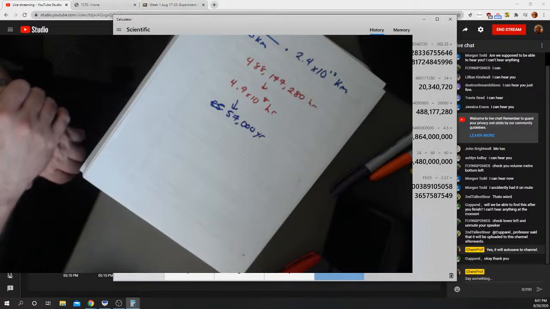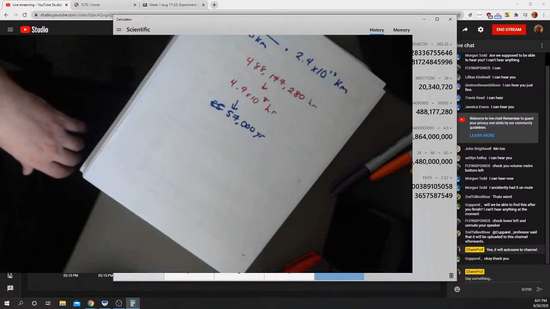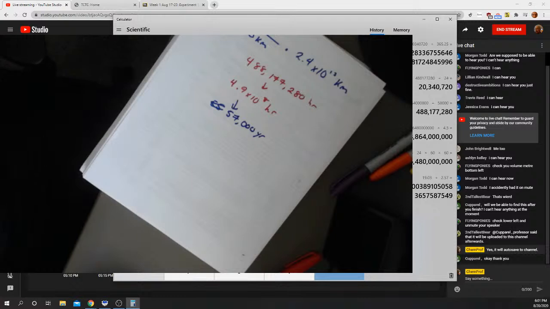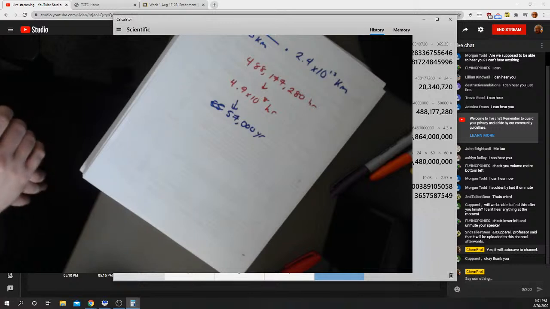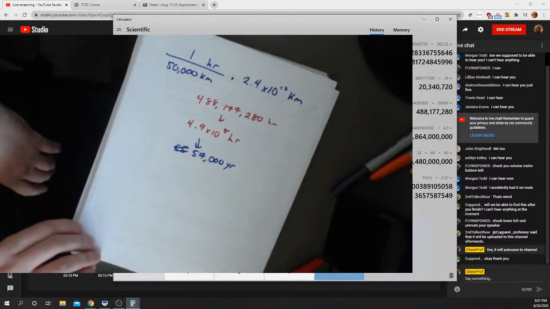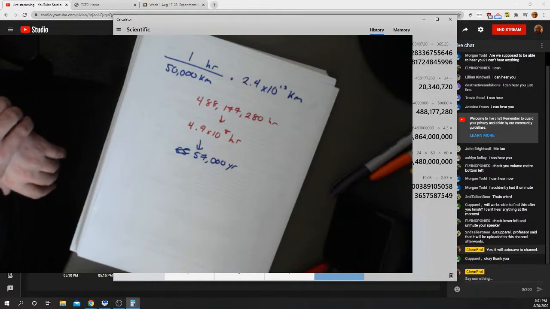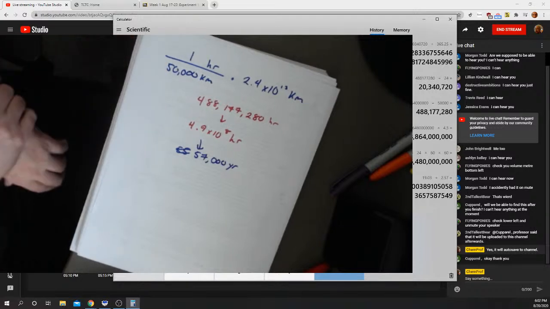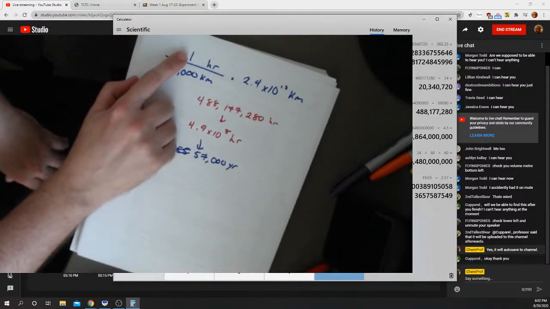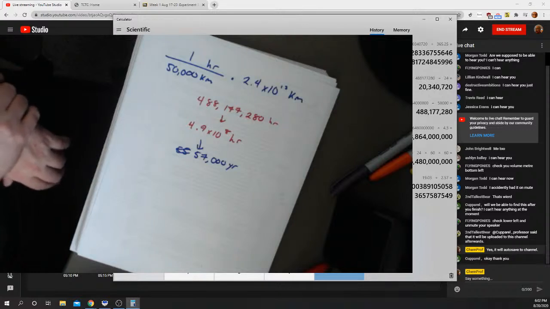57,000 years. So that is one way of looking at dimensional analysis: just look at the units you have, play with them until they get you to the units you need. Don't just randomly throw them around, but yes, it is possible to play with numbers. Remember that when you have something like kilometers per hour, you can think of that as a kind of ratio. 50,000 kilometers per hour is also 1 hour per every 50,000 kilometers. So that's one way to think about numbers.